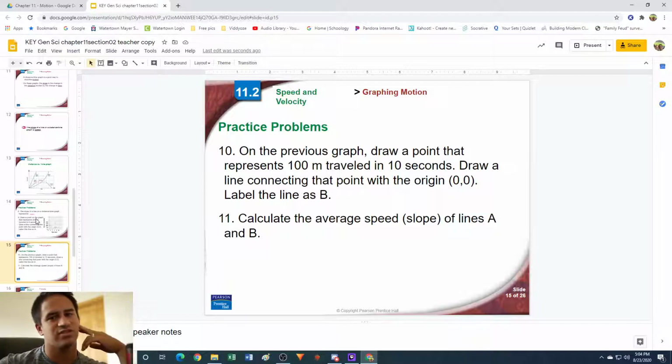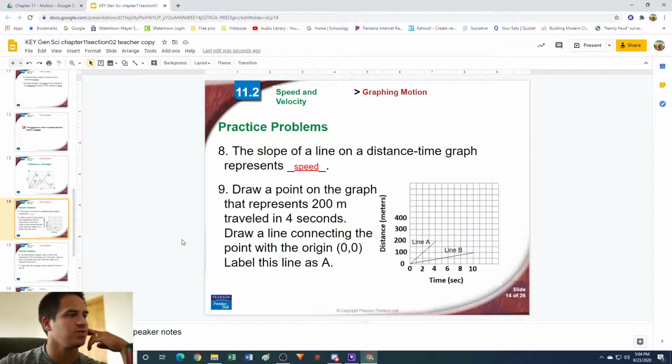Okay. And then number 11 says calculate the average speed or the slope of lines A and B. So they just want us to find the slope of line A and line B. All right, so to find slope, we're going to take the vertical change divided by the horizontal change. Okay, so basically we'll go from the origin here at 0, 0, and then we'll go to the tip of the line at line A. So vertically it goes from 0 up to 200, and horizontally it goes from 0 over to 4 seconds.